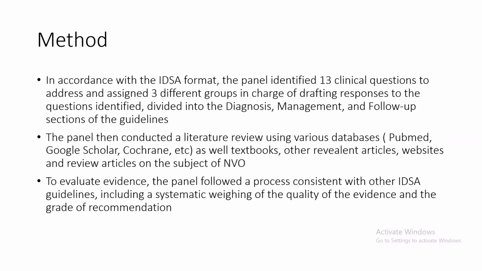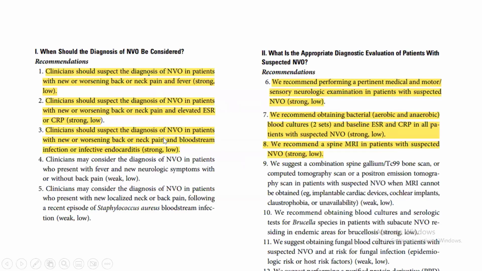They did a literature search from various databases like PubMed, Google Scholar, Cronky, etc., as well as textbooks and other relevant articles, websites, and review articles on this subject. Each one was then evaluated consistent with other IDSA guidelines, as well as to evaluate the quality of the grade of each recommendation. That's why I was saying earlier that some will be strong or strong medium, and some will be weak or weak strong. So they're bracketed in different categories.